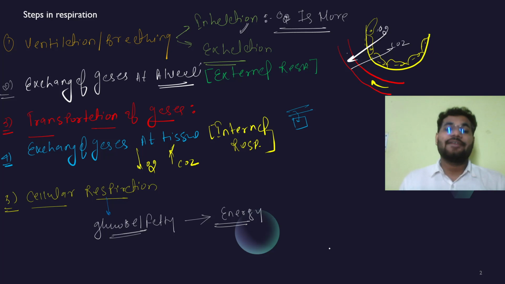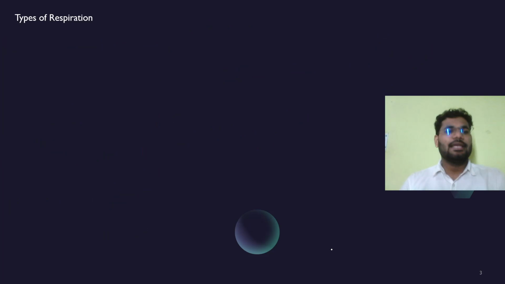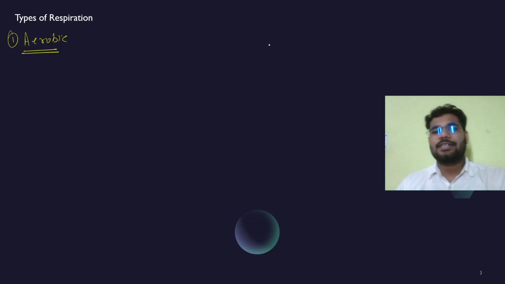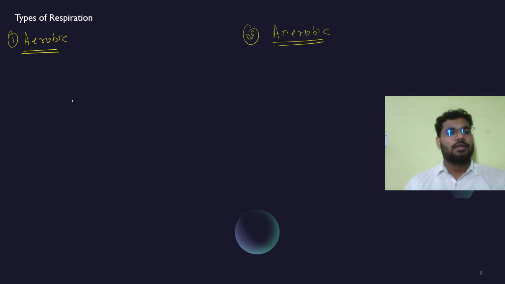Now, after having an understanding of that, let us try to understand the different types of respiration we have. There are two main types of respiration that we talk about. One is aerobic, and the other type is anaerobic respiration. Let's start to discuss them with differences.